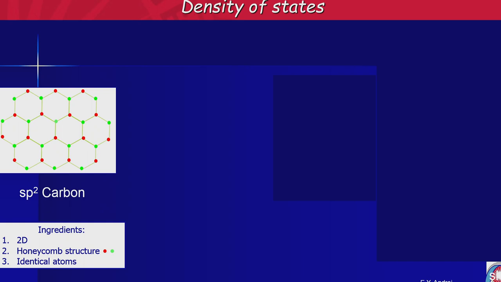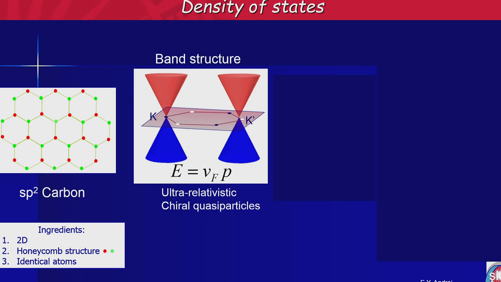Remember from yesterday, graphene is sp2 hybridized carbon, and there are three ingredients that go into its unusual band structure: two-dimensionality, honeycomb structure, and the fact that we have identical atoms on the two sublattices. This gives rise to a band structure which consists of two Dirac cones that are related by time reversal symmetry to each other at the K and K prime points. At the Dirac point, where the Fermi energy sits at charge neutrality, the conduction and valence bands touch at one point. The dispersion at low energy is linear in momentum, and the prefactor is the Fermi velocity, which is about 300 times slower than the speed of light.